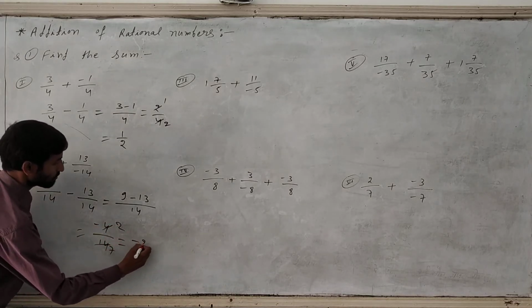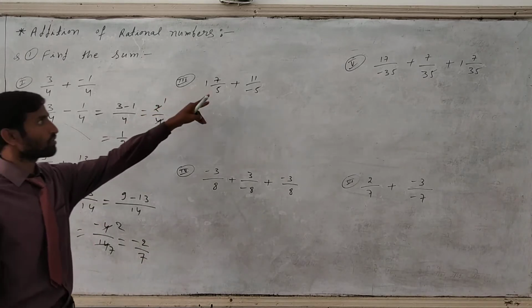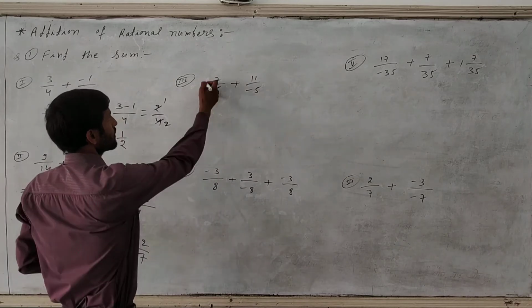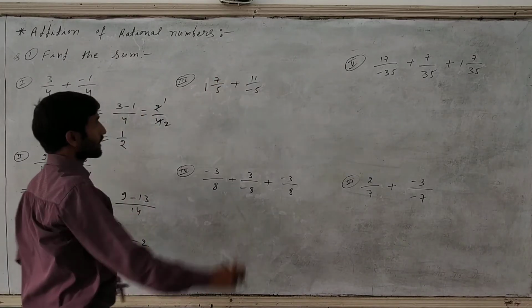So the final answer is minus 2 upon 7. Like that we have to do the next one also. Here a mixed fraction is given. We have to remove this mixed fraction, then we have to solve.